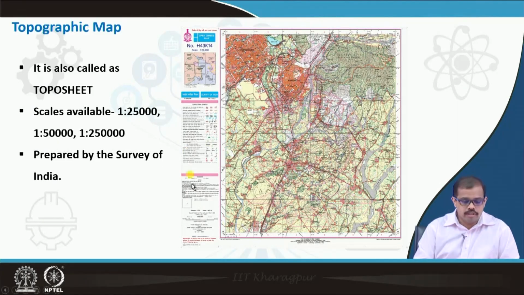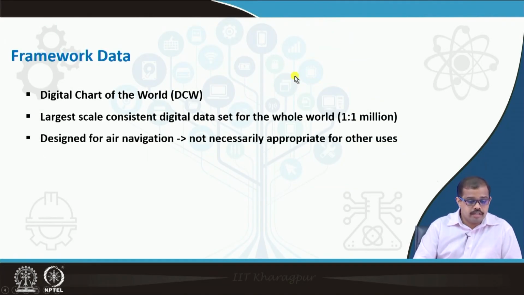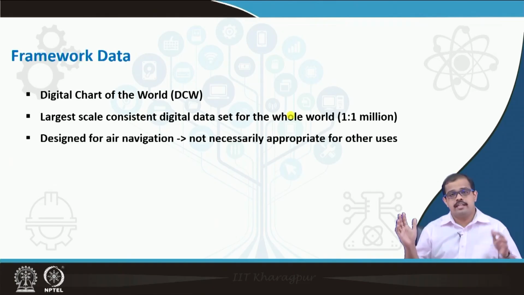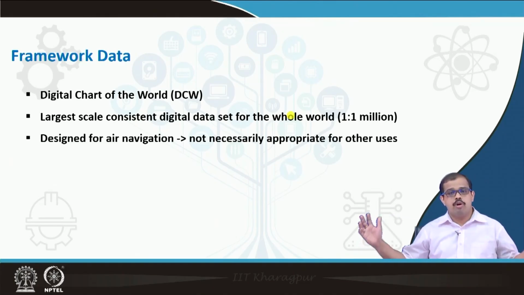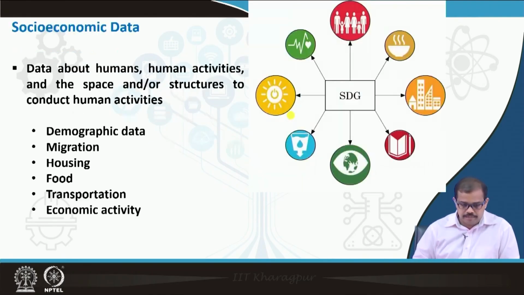But as of now, topographic maps can also be used as a source of framework data. The Digital Chart of the World can also be a source of framework data. The largest consistent digital data set for the whole world is the 1:1 million data set, which is extremely consistent in representing the whole world. It was designed mainly for air navigation, and is not necessarily appropriate for other users.